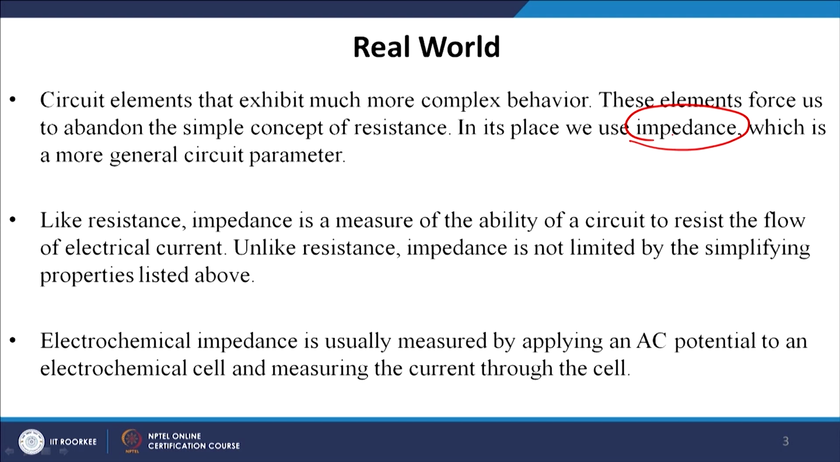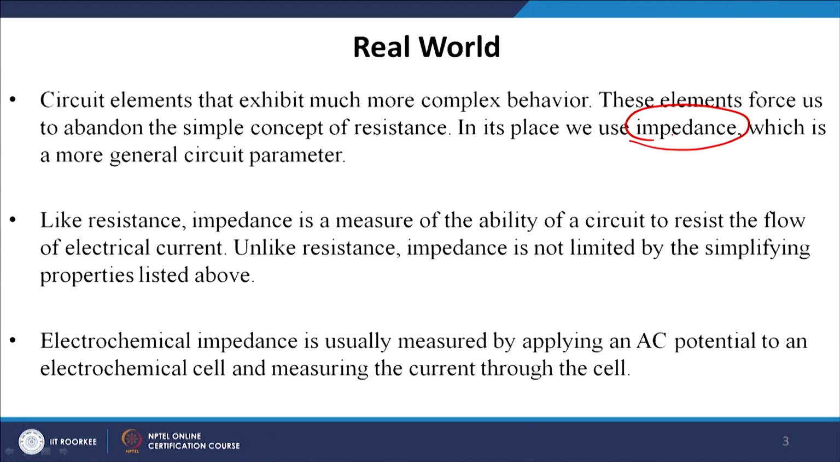Like resistance, impedance is a measure of the ability of the circuit to resist the flow of electrical current. So, the definition is the same. Impedance, as the name suggests, impedes something, it prohibits the flow of something. Flow of what? Electrical current. Unlike resistance, impedance is not limited by the simplifying properties listed above.